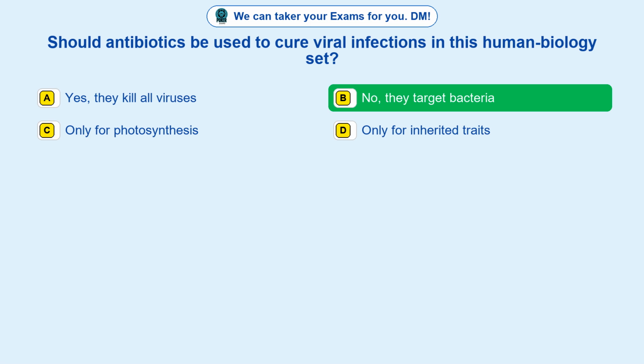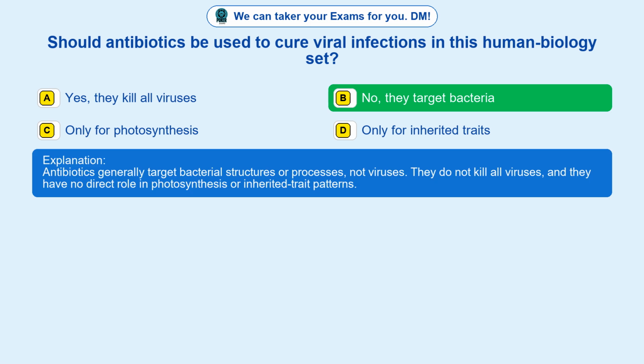No, they target bacteria. Antibiotics generally target bacterial structures or processes, not viruses. They do not kill all viruses, and they have no direct role in photosynthesis or inherited trait patterns.